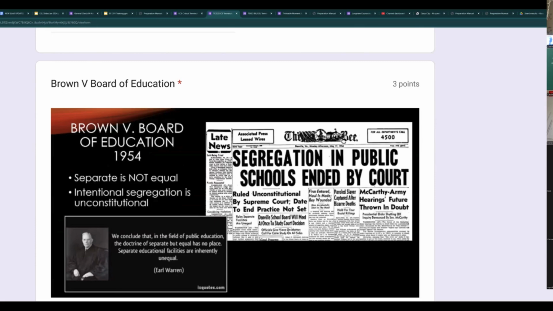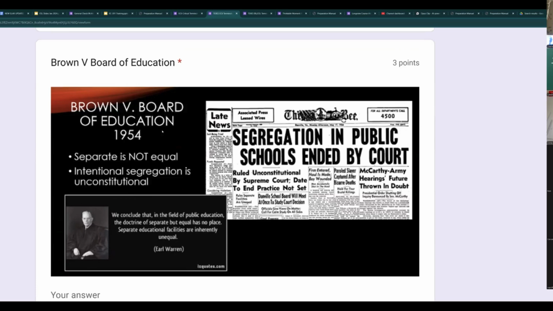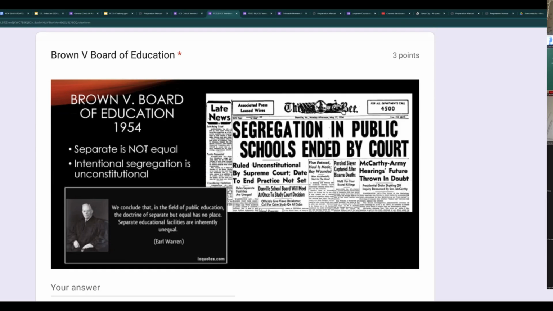Brown versus Board. This is how I remember it: my father went to desegregated schools when he was a junior in high school. He is a Brown man. Therefore, I remember Brown versus Board. As his schools were desegregated, he went to a brick school for the first time in his life when he was a junior. And so Brown versus Board.